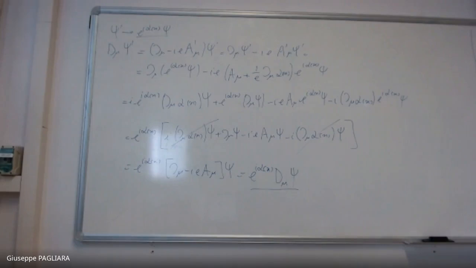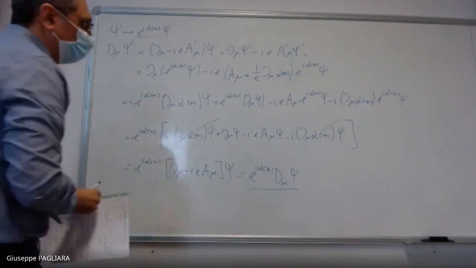Okay. So you can already guess that when we will now calculate and transform the Lagrangian density, this will be now symmetric for this local transformation. Let's do so.